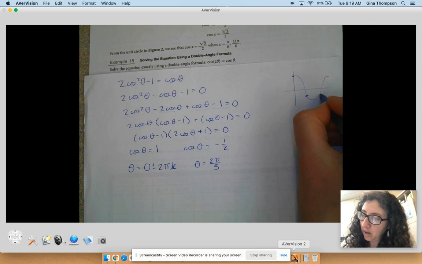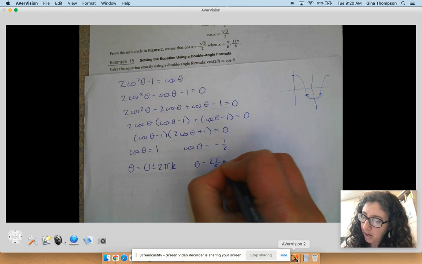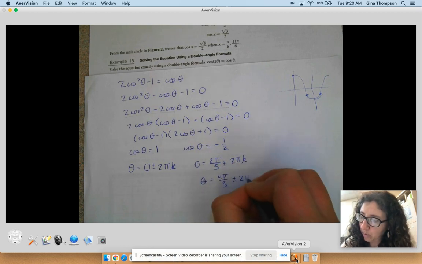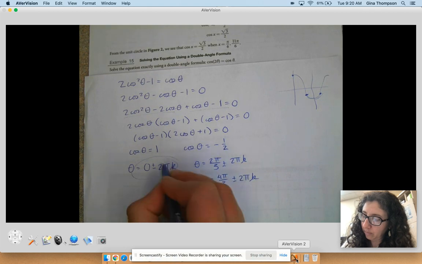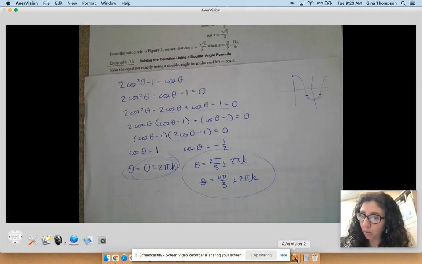And this one over here, let's see if we have symmetry, right? That's going to be 1/3, so this is another third. So that's going to be at 4 pi thirds. And then we can add plus or minus 2 pi k to both of those. So I'm going to get 3 solutions plus or minus 2 pi k, infinite solutions.